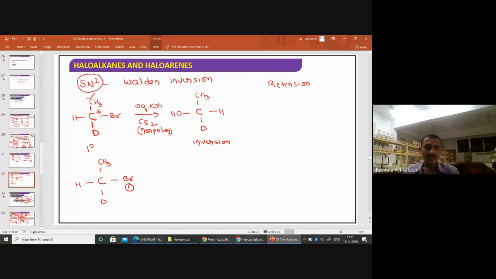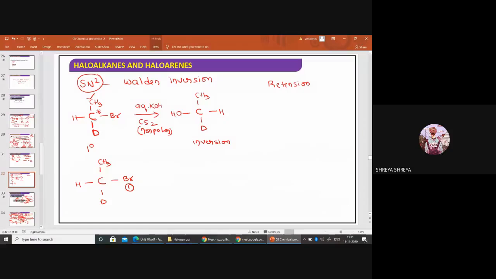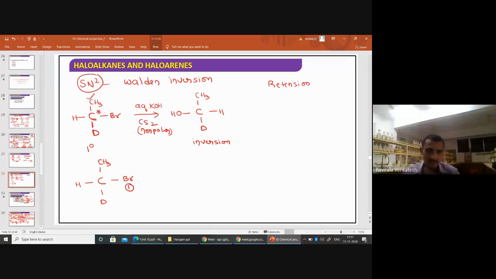Whichever element is directly bonded to the chiral center and has the highest atomic number gets the highest priority, the first priority. Next, among the remaining 3, the second priority is given to which group? Methyl, because this carbon bonded to the carbon has atomic number 6. So the priority here will be 2.